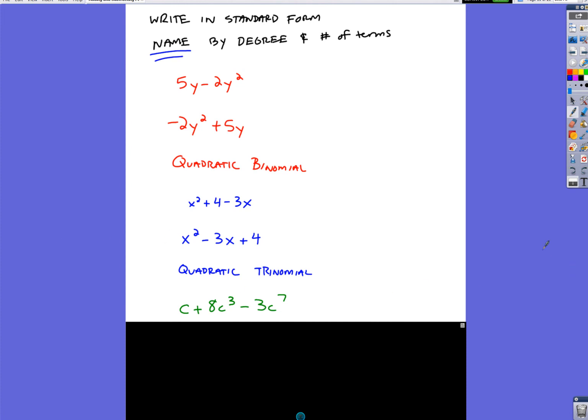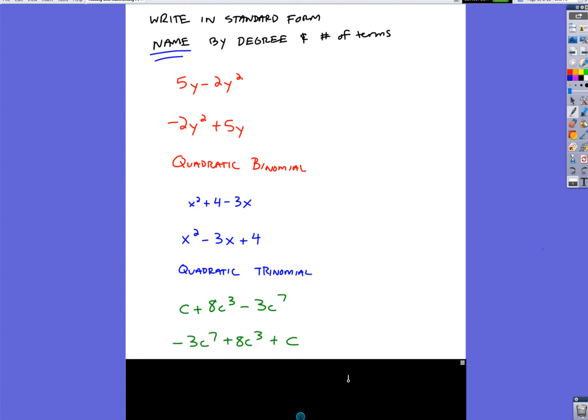What's the biggest exponent you see there? 7, yeah. So that negative 3c to the 7th is going to come first. Then the plus 8c to the 3rd, and then the plus c. Because the 7 is the biggest exponent, Mackenzie, what's the degree there? Good. So you would just say 7th degree. And then Madison Picard, because there's 3 terms, that is a 7th degree. Good.